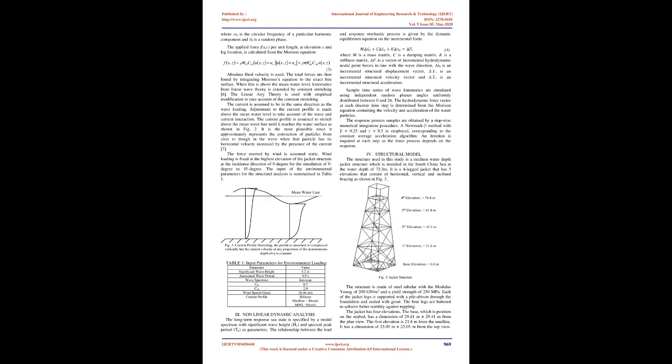Adjustment to the current profile is made above the mean water level to take account of the wave and current interaction. The current profile is assumed to stretch above the mean wave line until it reaches the water surface as shown in Fig 2. It is the most plausible since it approximately represents the convection of particles from crest to trough in the wave when that particle has its horizontal velocity increased by the presence of the current [7]. The force exerted by wind is assumed static. Wind loading is fixed at the highest elevation of the jacket structure at the incidence direction of 0 degree for the simulation of 0 degree to 45 degree.